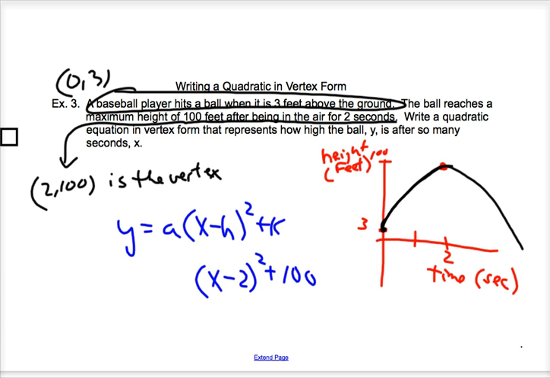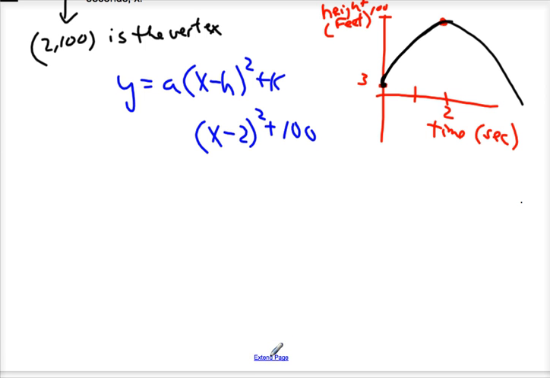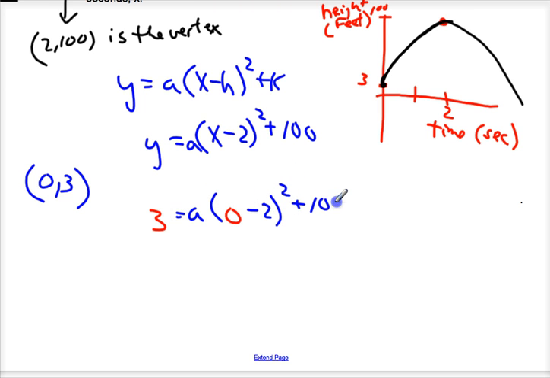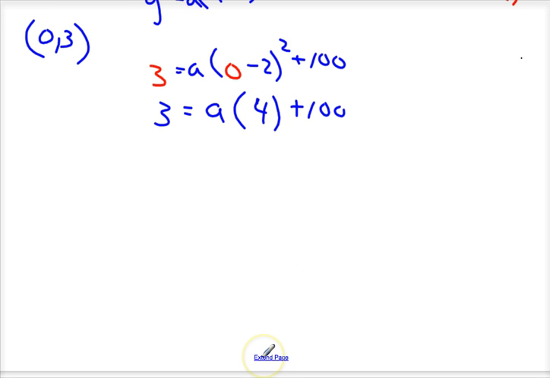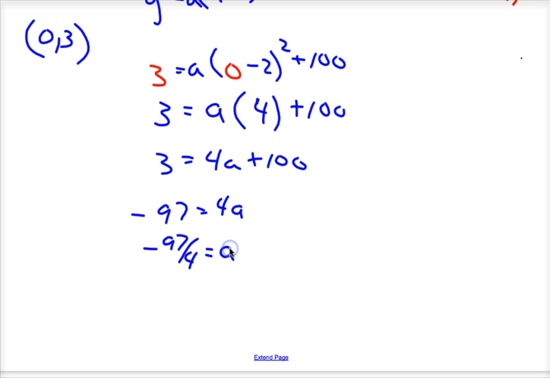And here's how you can find the a. Just plug this other point in. So I know that 0, 3 is supposed to work. So let's plug in 0, 3 to find a. If I plug in 0, 3, it's going to look like 3 in for y and 0 in for x. And now if I solve for a, I can finish off my equation. This will end up being 4, because negative 2 squared is 4. So I have 3 equals 4a plus 100. Solve for a. So negative 97 equals 4a. So negative 97 over 4 equals a.